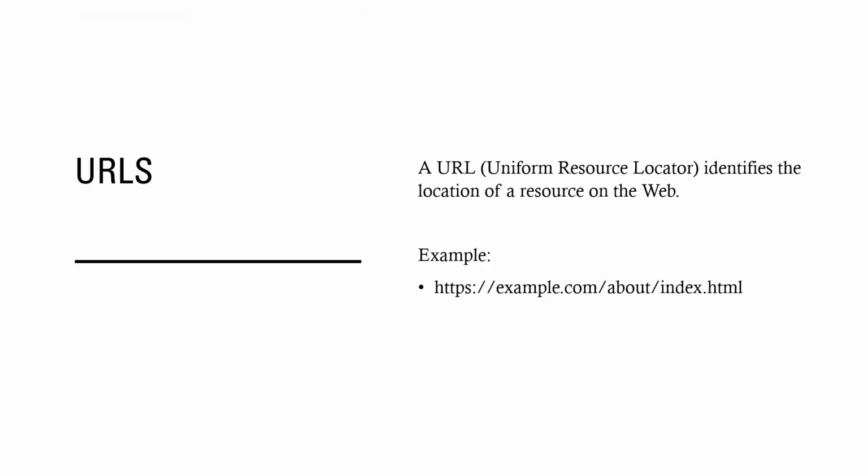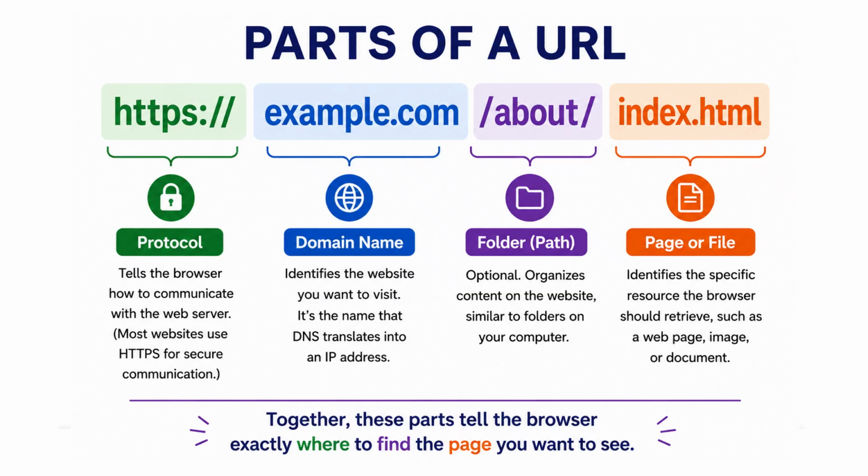So we've learned that domain names make websites easier to find. However, a URL, or Uniform Resource Locator, provides the complete address of the specific resource on the internet, like a web page or a document. The first part of a URL is the protocol, which tells the browser how to communicate with the web server. The next is the domain name, which identifies the website that you want to visit, like weber.edu.